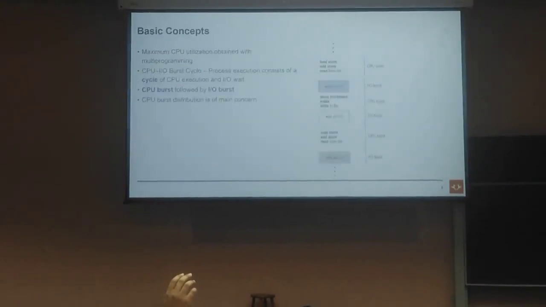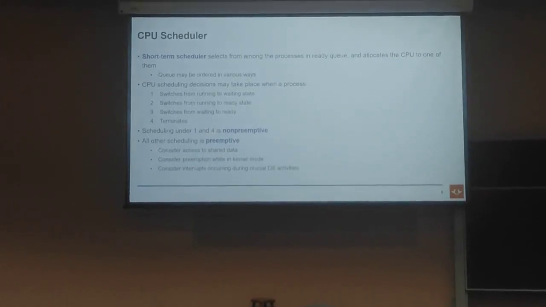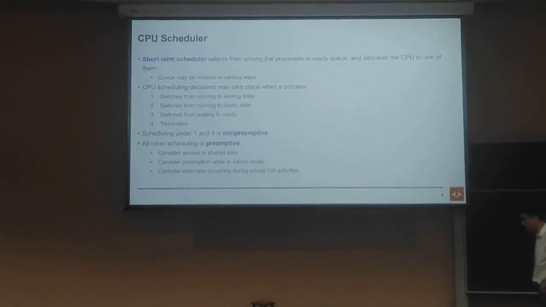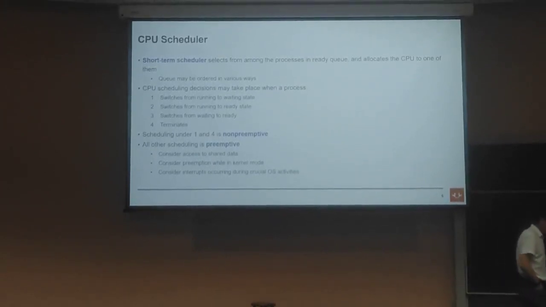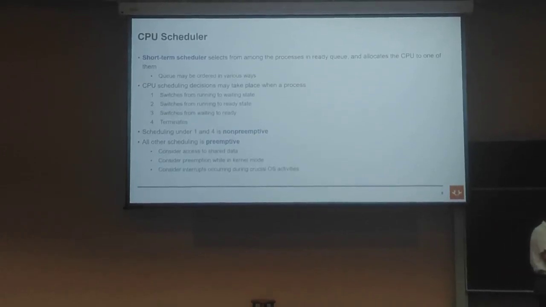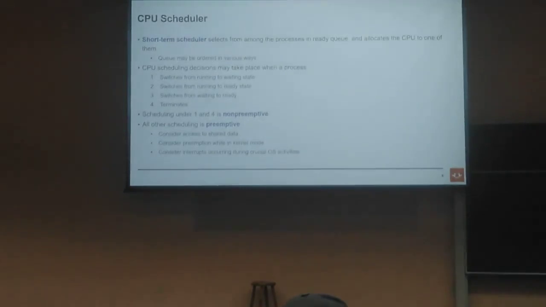First thing here, remember the short-term scheduler will decide which process to run next, and the times when the scheduling decisions are made. There are four instances of when these types of scheduling decisions are made. The first is when it switches from a running to a waiting state. So effectively we were running, and now because we did an IO request, we go into a waiting state.